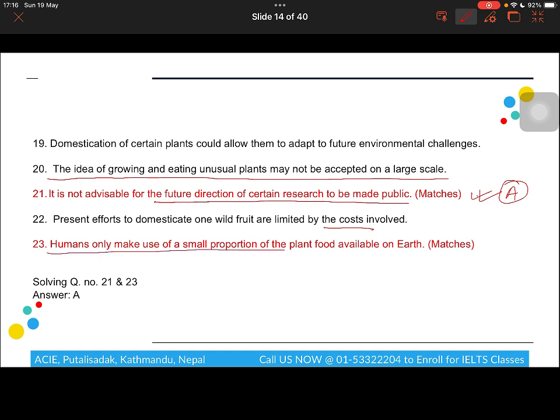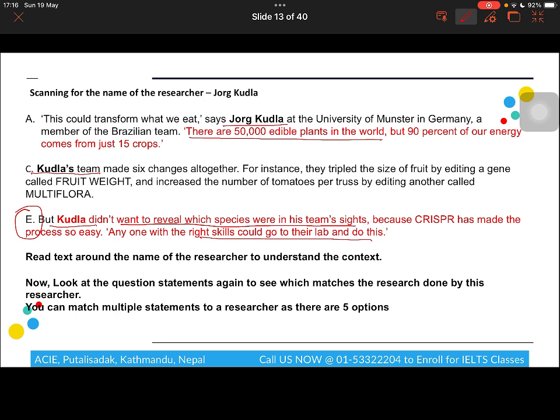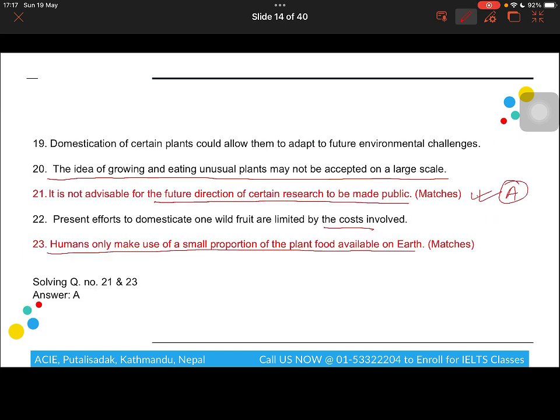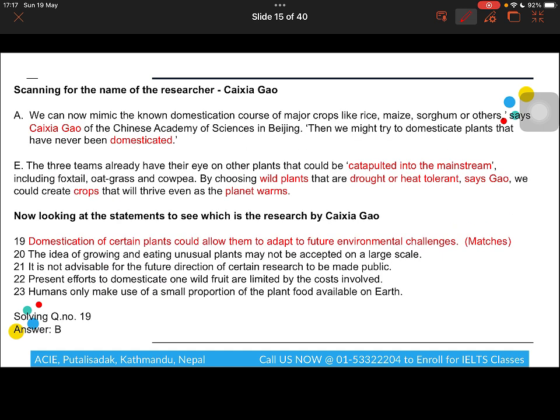Humans only make use of a small proportion of the plant food available on the earth. So something related to this has also been given, which is 90% of our energy just comes from 15 crops, while there are 50,000 edible plants, and hence this information is also something that is being said by Kudla, and hence our answer for question number 21 and 23 is going to be option number A.